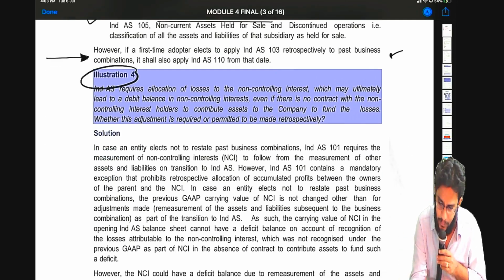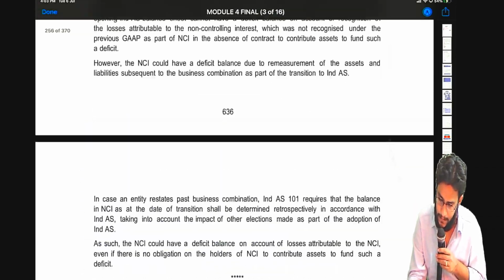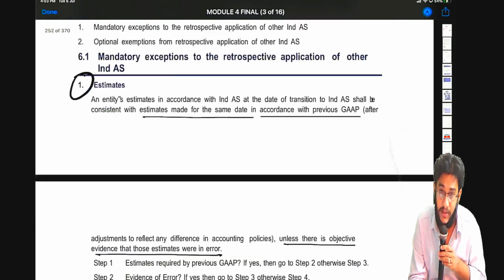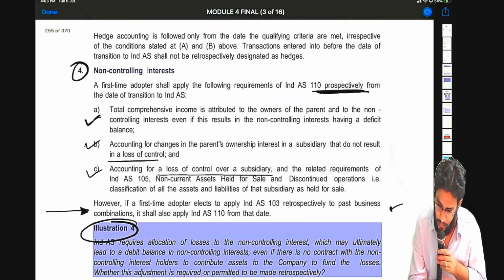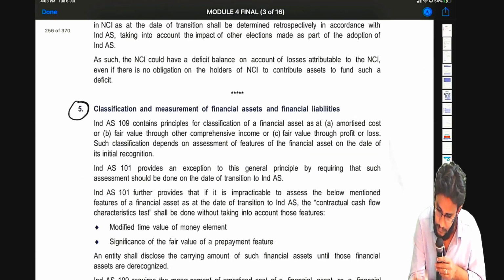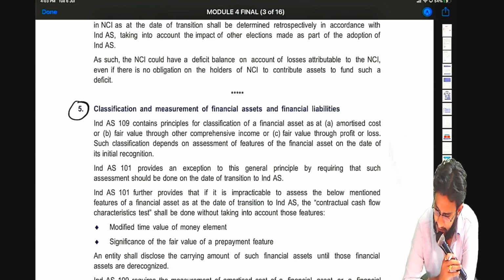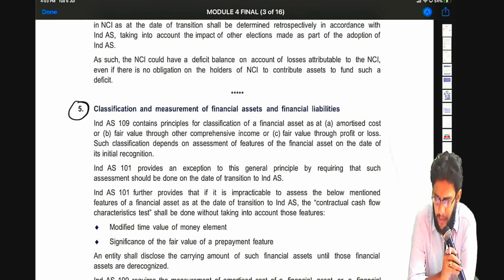So, this is the same question, sir. Based on what we have discussed, now you can go through that. So, we have discussed till now 3 points. One is estimates, one is derecognition, hedge accounting as you skip it, NCI. Next one is classification and measurement of financial assets and financial liabilities. Now you see, it's a very important one, easy one.